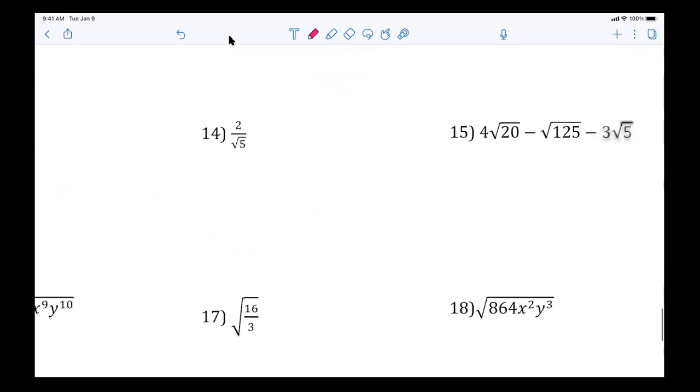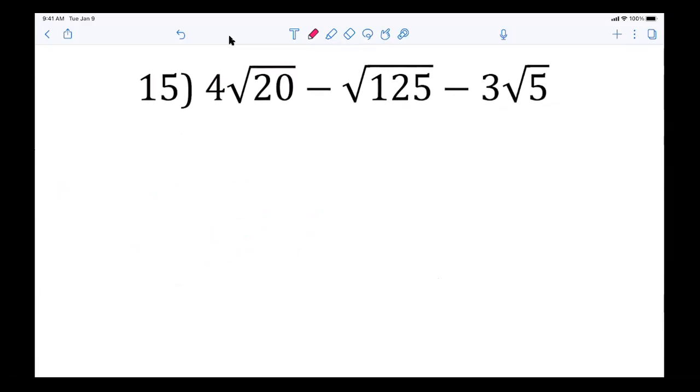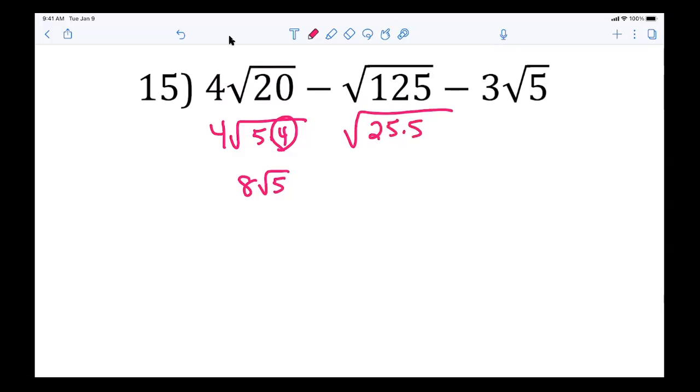All right, here we go. 15. 20 has a what? 5 times 4, square root of 4. So that makes 8 radical 5. Uh-oh, 125. 5 times 25, right? So this becomes minus 5 radical 5. Minus 3 radical 5. Yeah, some of you put square root of 5 down for this. What is this? 0. If you have 8 radical 5 minus 5 radical 5, that's what? 3 radical 5. 3 radical 5 minus 3 radical 5 today is what? 0. Not radical 5. 0. All right, that tricked about half of you.